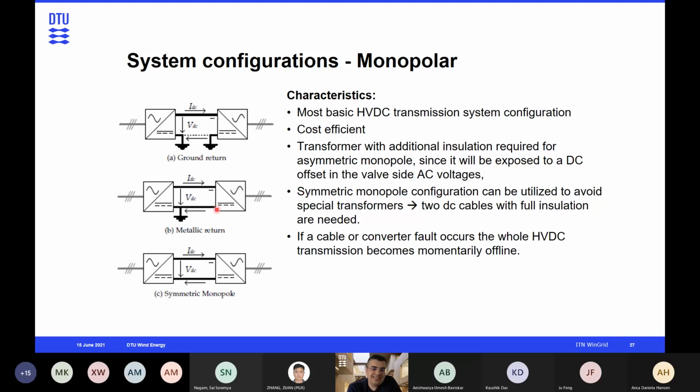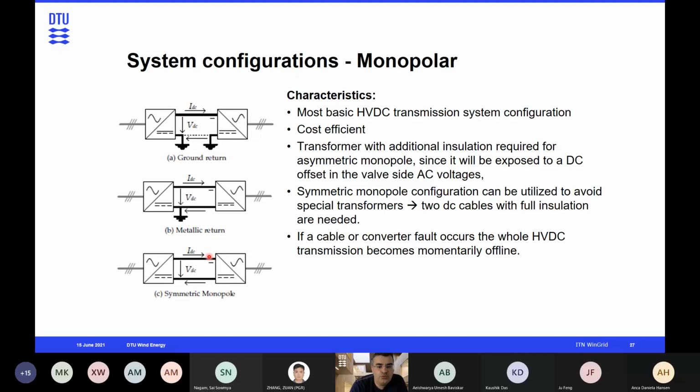Or you can have a metallic return, so still a cable return, but this cable will be rated much lower in voltage, so it will be less insulated. But the main issue with that is, of course, the environmental part when we have the return through the seabed, but also the fact that the transformer connected on the AC side will see an imbalance, because there will be a DC offset on that part. So the transformer will need additional insulation.